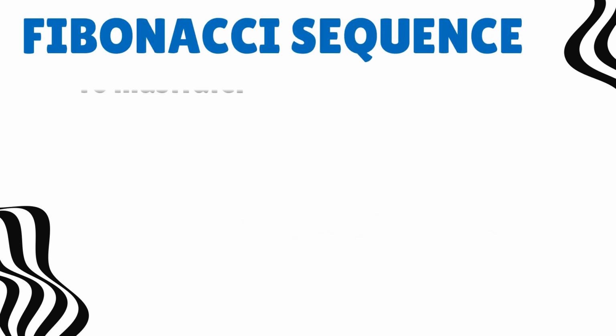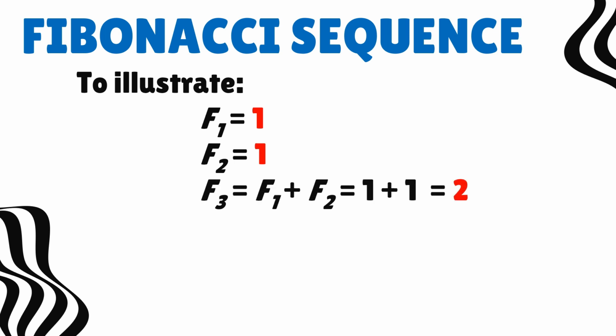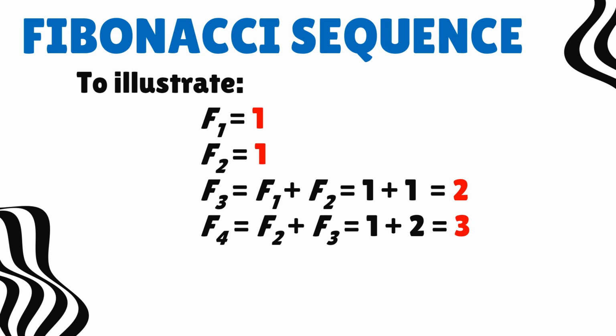To illustrate the Fibonacci sequence, F sub 1 and F sub 2 are equal to 1. To get the third term, get the sum of the two preceding terms, which are F sub 1 and F sub 2, and their values are 1 and 1, and the result is 2. To get the fourth term, get the sum of its two preceding terms, which are F sub 2 and F sub 3, and their values are 1 and 2, and the result is 3.